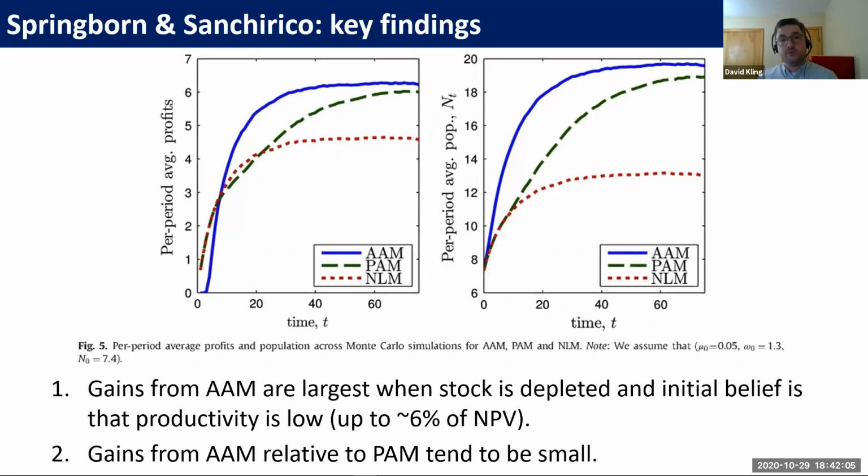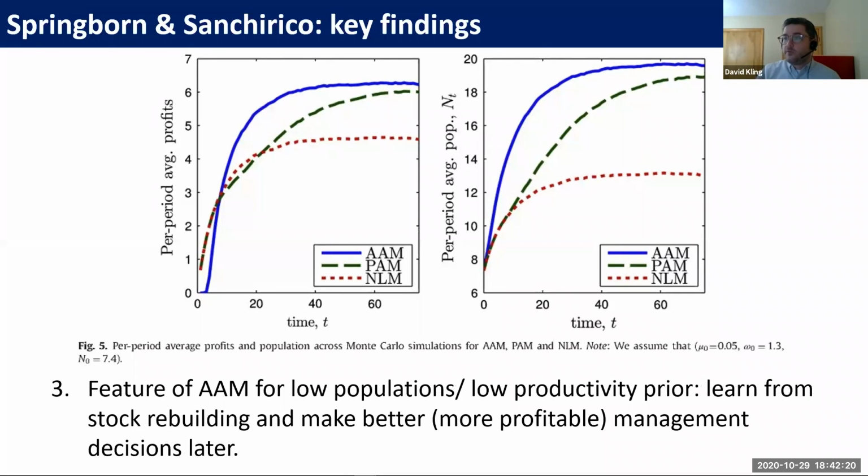And getting similar types of information, it's a case where an expectation AAM does do better and it is the best solution, but the gains tend to be small. So what am I showing on the figure? So this is comparing the no learning model and then AAM and PAM.